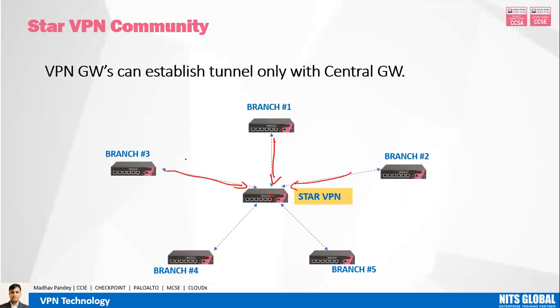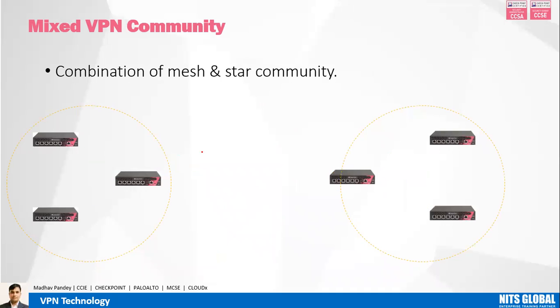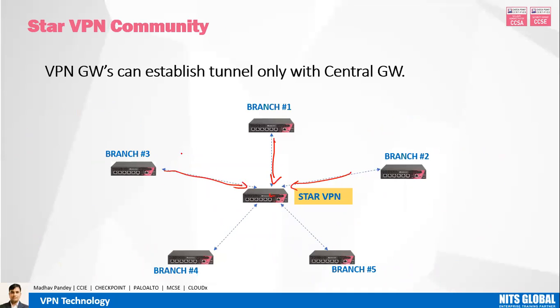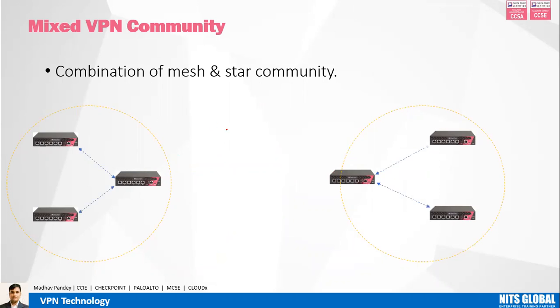Okay, so look at this. Now go back again. Here, these two devices cannot have direct communication with each other. They have to go through the central gateway only. Okay, like that. Now, the third one is mixed. Mixed VPN community means nothing but a combination of mesh and star both.